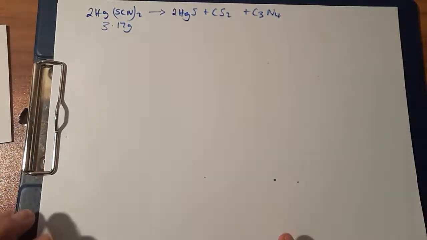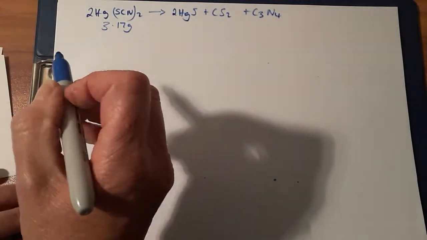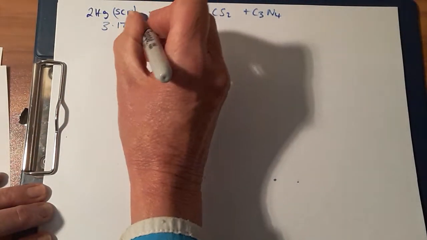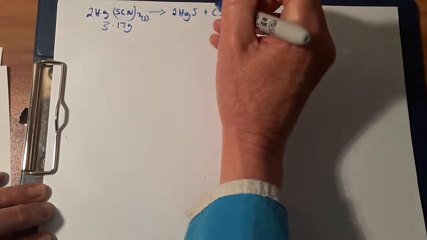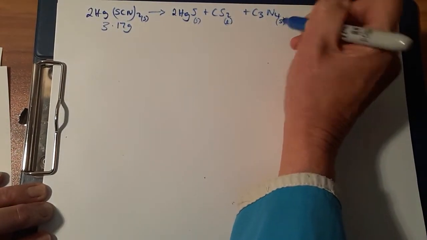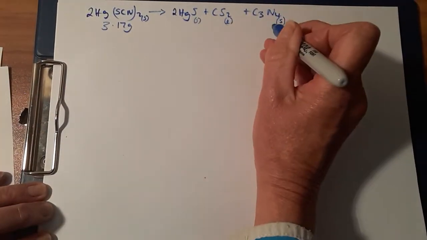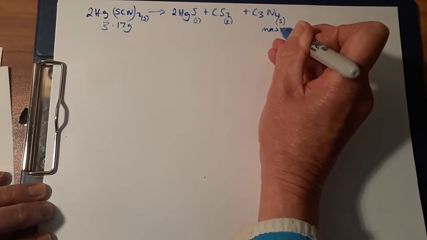So 3.17 grams of mercuric thiocyanate is used. This is a solid, this is a solid, this is a liquid, and this is a solid. Right then, now let's find the mass of this produced. We want the mass of this one.